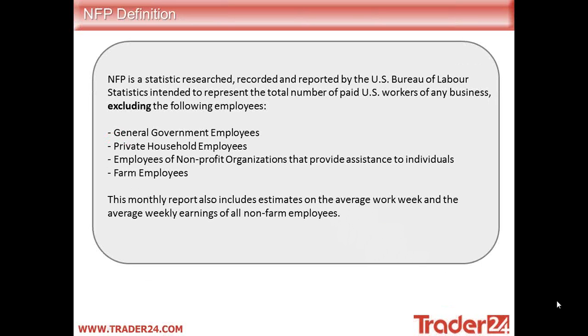Here's the more detailed definition for you guys. I thought I'd do the simple one first. It makes more sense. The NFP is a statistic researched, recorded, and reported by the US Bureau of Labor Statistics, intended to represent the total number of paid US workers of any business, excluding the following employees: government employees, private household employees, non-profit organizations, and farm employees. This monthly report also includes estimates on the average work week and the average weekly earnings of all non-farm employees. So it's quite a detailed report, and I'm going to go into more detail about that and why it's so important.